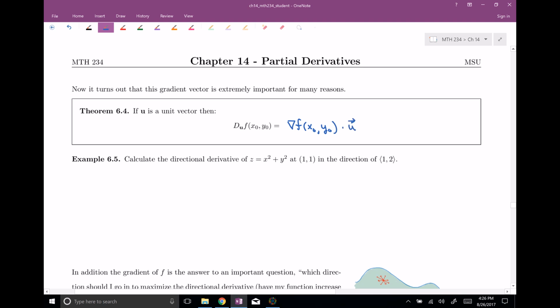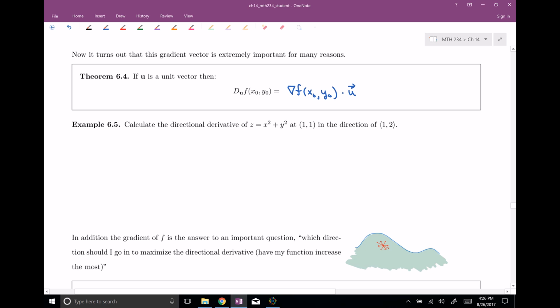So this is going to be way, way easier. In fact, we're going to do the same problem again here, but I've given us way less room. First of all, we already know our u in this case is equal to 1 over root 5, comma 2 over root 5. Again, this is in the same direction as 1, 2, but it's a unit vector. Now let's calculate our gradient. The gradient of f, in the first component we need the partial derivative with respect to x. That's going to be 2x. In the second component, we need the partial derivative with respect to y. That's going to be 2y.